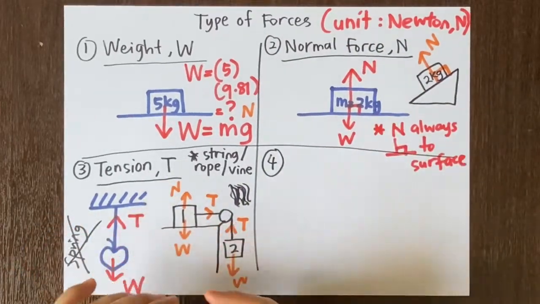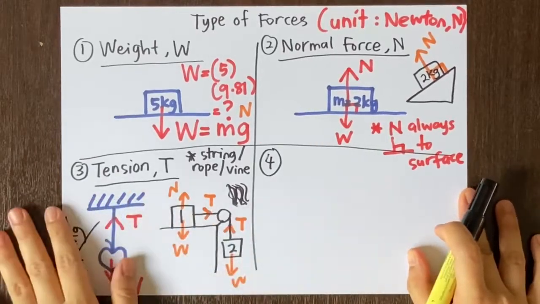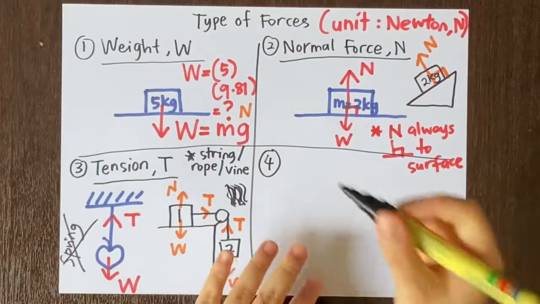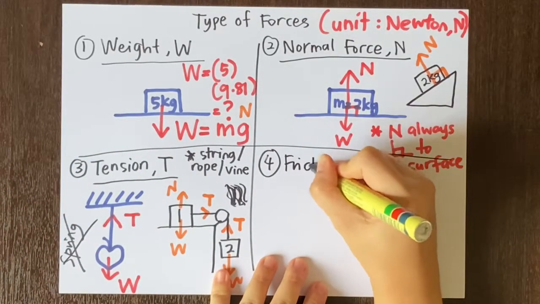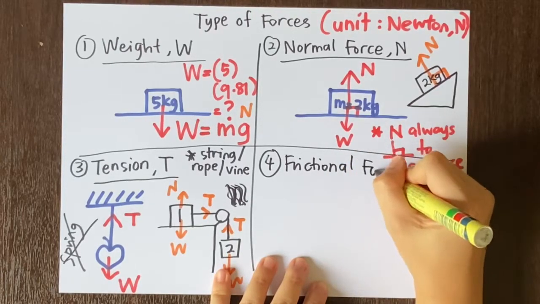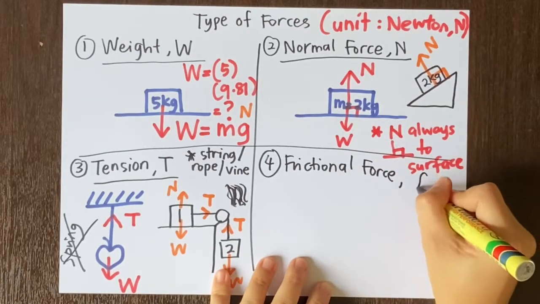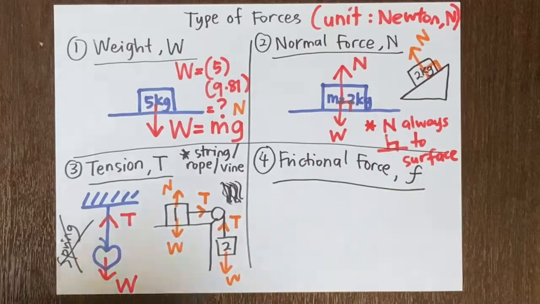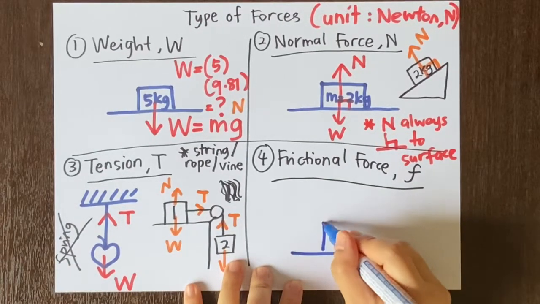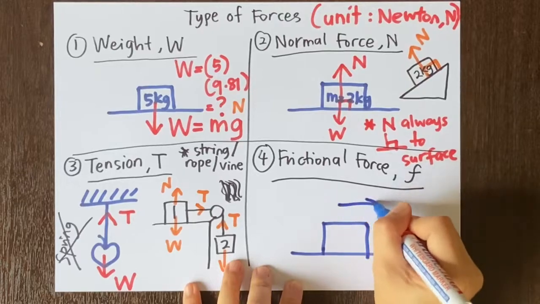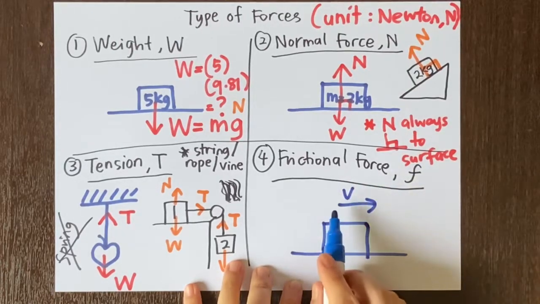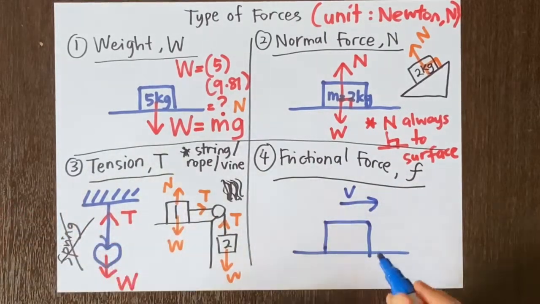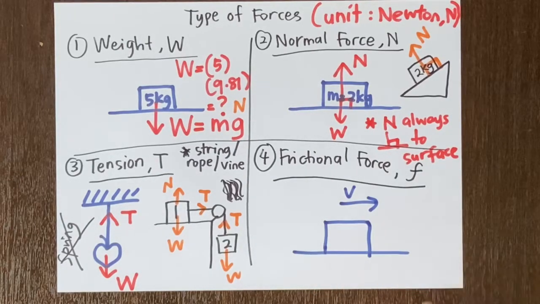When you walk on the floor, or if a car moves on the road, what force do you have there? Very good. Frictional force. The symbol is a slanted F, italic F. Okay, frictional force. This is the surface, this is the object. If the velocity is to the right, the object moves to the right. If the velocity is to the left, the object moves to the left. So where is the frictional force?